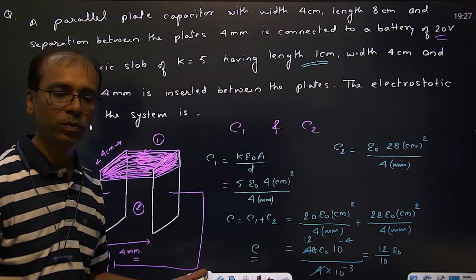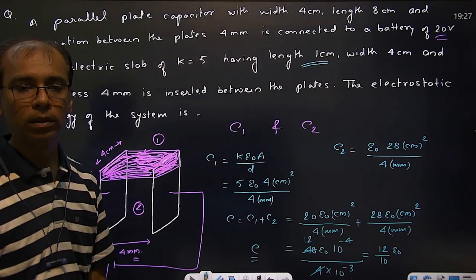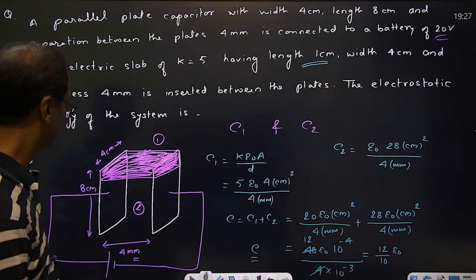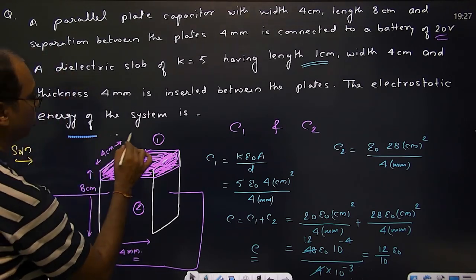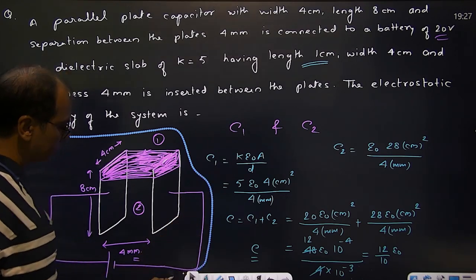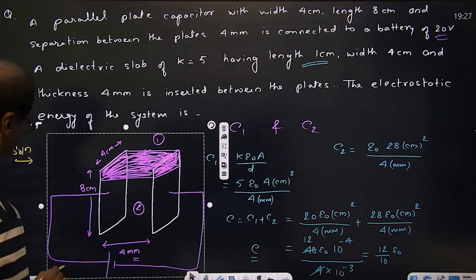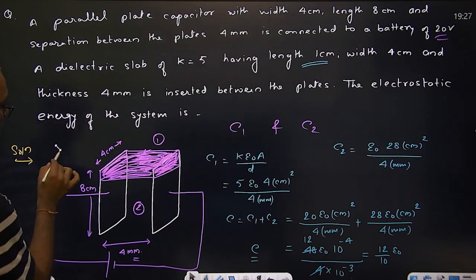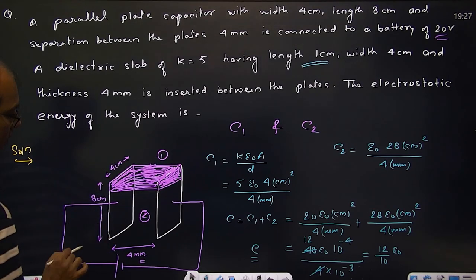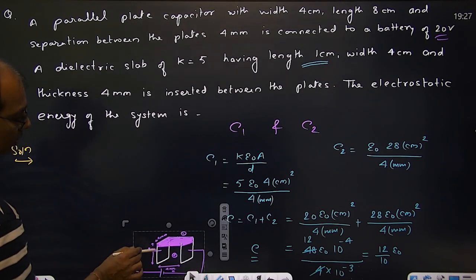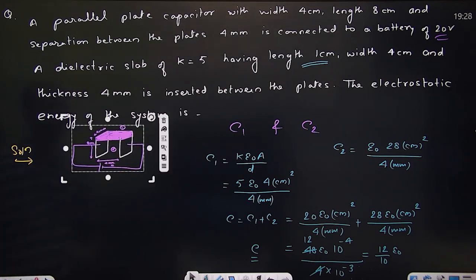Now he is asking energy. Energy is half CV square. C I got and V is given to me as 20. Okay, can we do that? Let's see where we can do that. Then again what I am going to do is minimize this one more time, decrease its size. A little more we could have done it. Okay, very good.